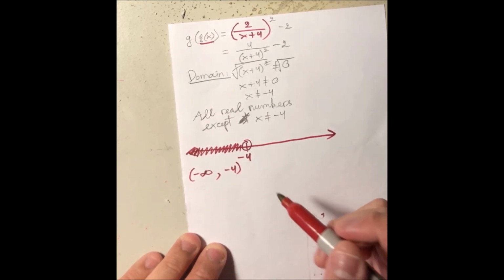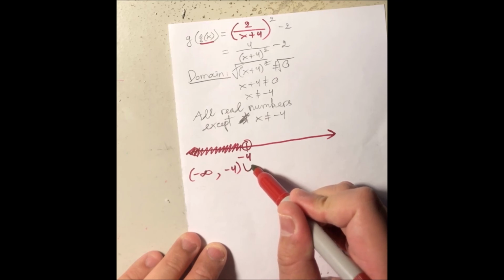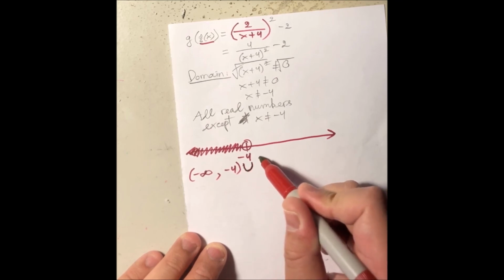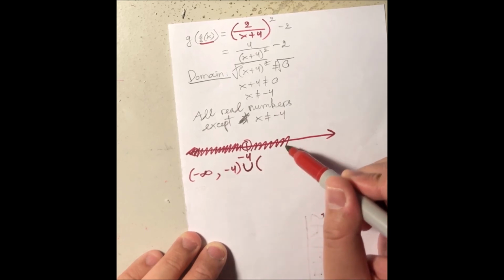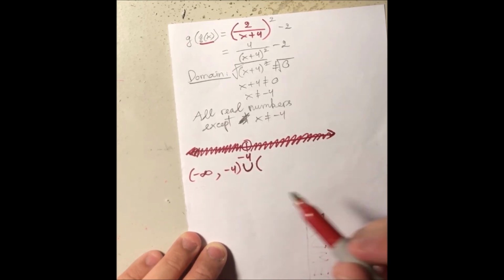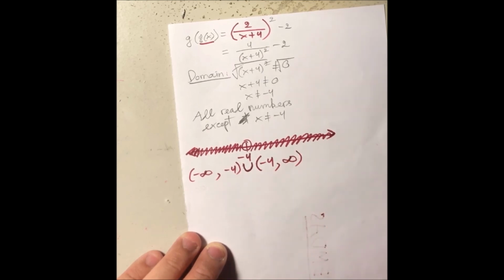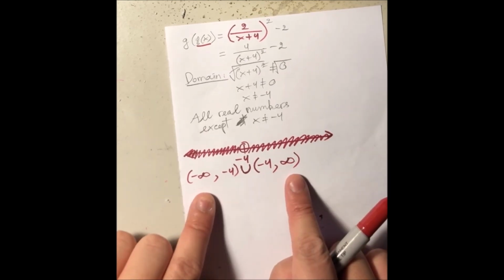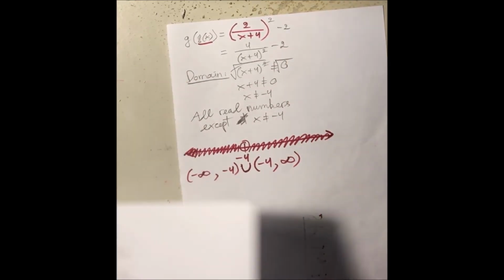Now what about this part on the right side of the negative 4? That's when we put the union, which stands for the word or. And then we are going to have open parentheses again, because we are still excluding negative 4. And then we go all the way to positive infinity, like that. So this is the interval notation for the domain of this composition of functions, g of f of x.